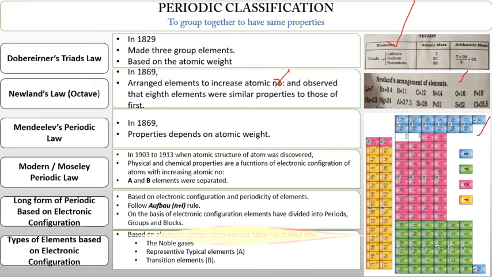The periodic table is divided into the noble gases group, representative elements, which we can call the A group, and transition elements, which we call the B group. In these A groups, the representative s, p, d and transition element blocks are classified. So what are s, p, d, f? These are the azimuthal quantum numbers. Okay.